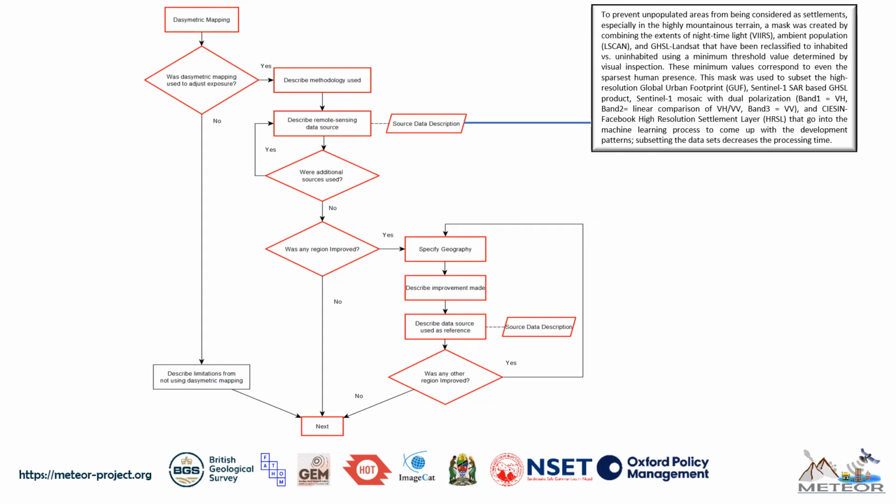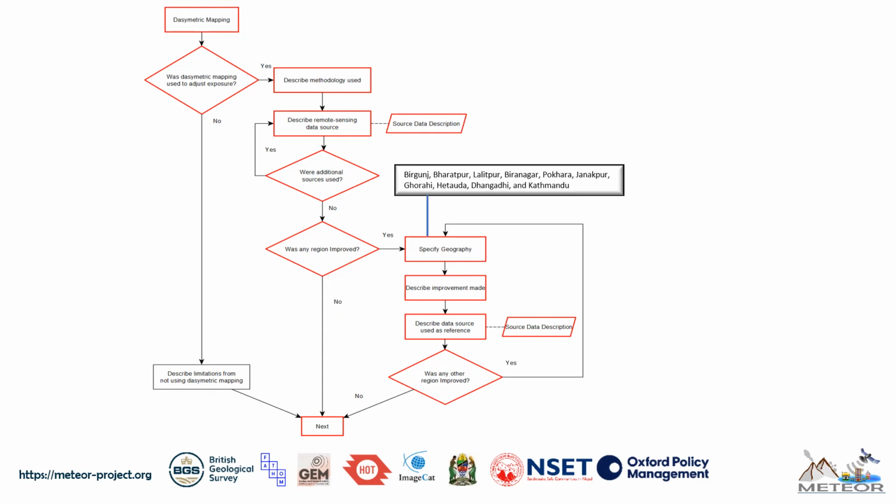These datasets were reclassified into inhabited versus uninhabited masks using a minimum threshold value determined by visual inspection. These minimal values correspond to even the sparsest of human presence. This mask was used to subset the high-resolution global urban footprint, Sentinel-1 based GHSL product, Sentinel-1 SAR mask, and the high-resolution settlement layer that go into the machine learning process for coming up with the development patterns. Subsetting these datasets decreases the processing time.